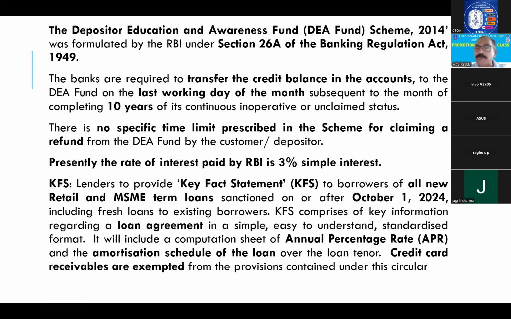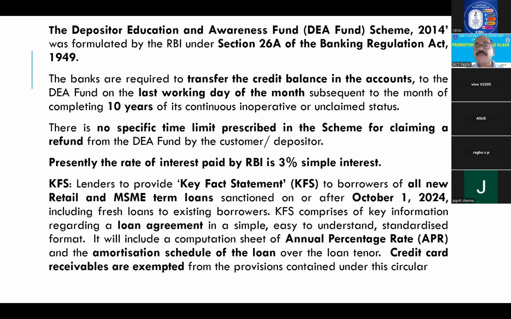For that, there is no prescribed time schedule for claiming. Anytime, 20 years, 30 years, 40 years, whatever time, if the party comes, yes, you have to pay by claiming through DEAF fund. And third one, presently the rate of interest paid by RBI on DEAF fund is 3% simple interest. This is a recalled question. How much it is paying? 3% simple interest. RBI is paying on DEAF fund. Suppose subsequently party is claiming. In such case only; if party is not claiming, no interest. If party is claiming, RBI will pay with interest. When it is transferred to DEAF fund, from that date onwards, it will calculate simple interest, 3% it will pay.